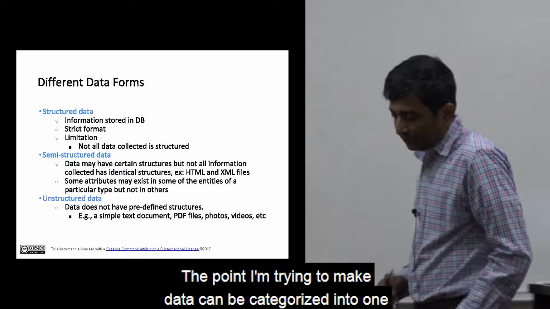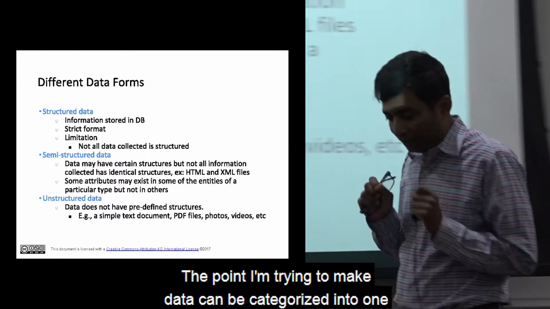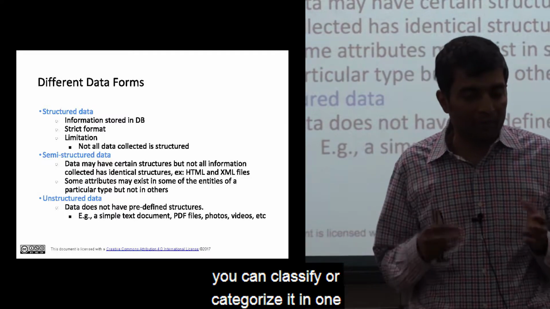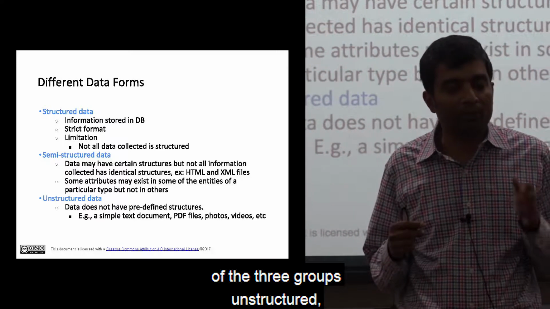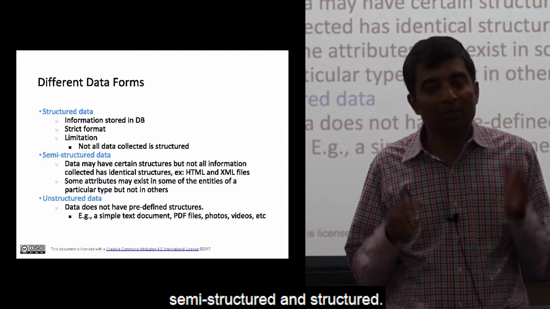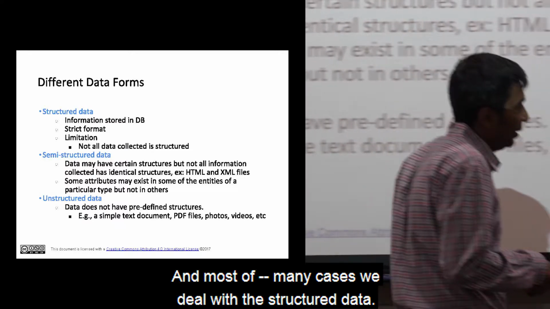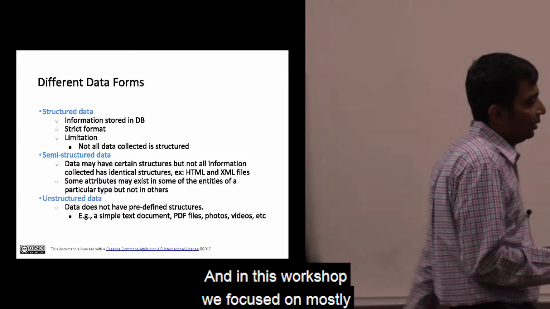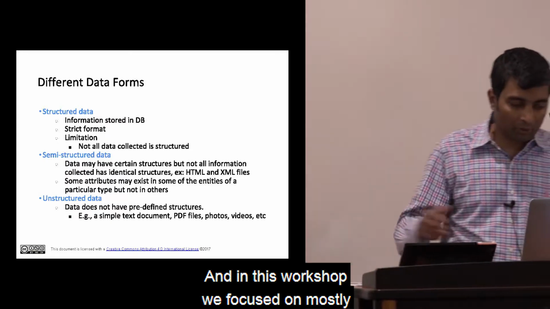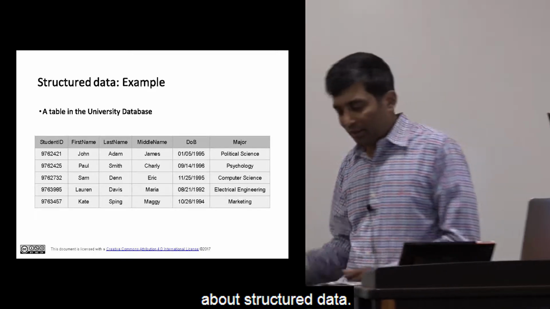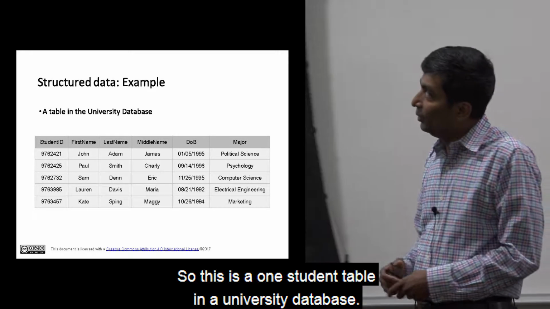Okay, so is it clear? The point I'm trying to make is that data can be categorized into one of the three groups: unstructured, semi-structured, and structured. In many cases we deal with structured data, and in this workshop we'll focus mostly on unstructured data. Here I just give you some introduction about structured data.